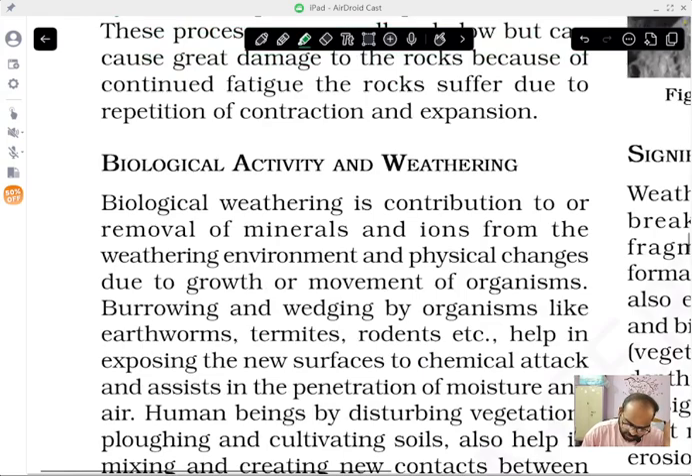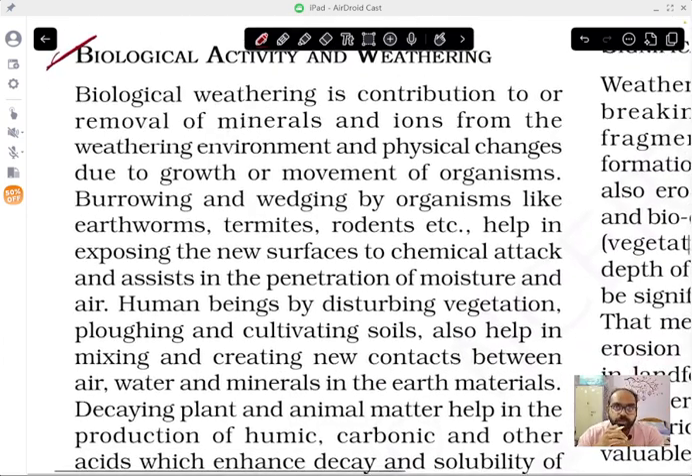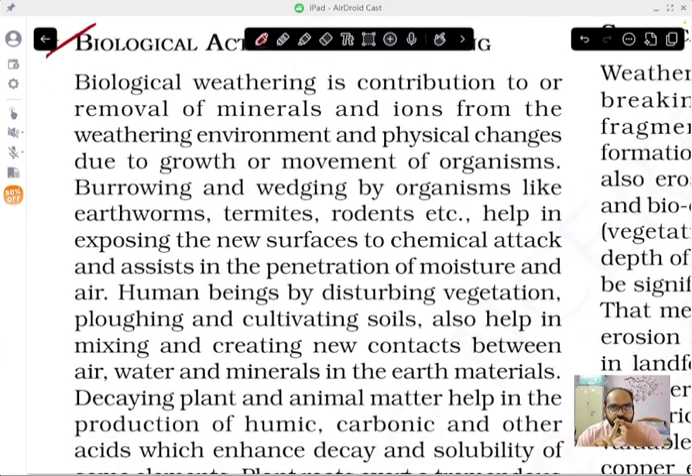And next, biological weathering. Biological weathering happens due to living organisms. In chemical weathering, we can see chemical decomposition of the rocks. In physical weathering, we can see mechanical disintegration of the rocks. But in biological weathering, we can see removal of minerals and ions. That is, chemical decomposition is happening, and physical changes due to growth or movement of the organisms. So during biological weathering, we can see chemical decomposition and mechanical disintegration also.